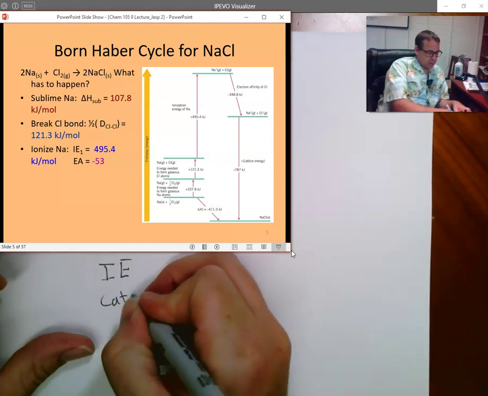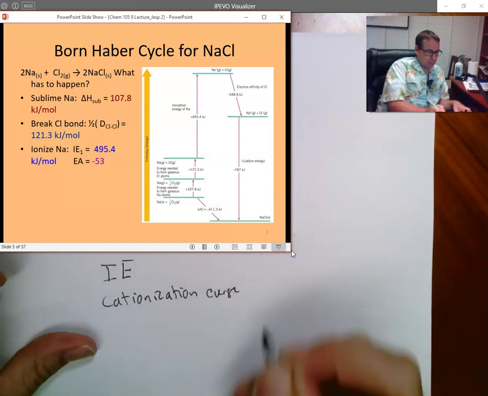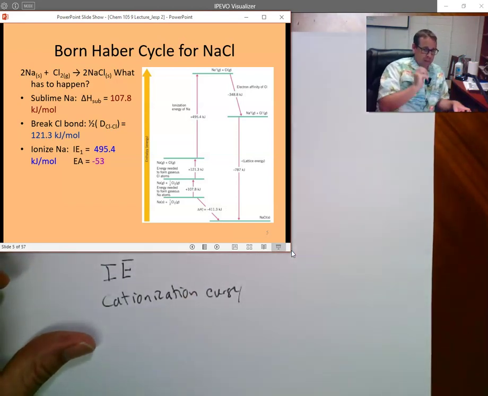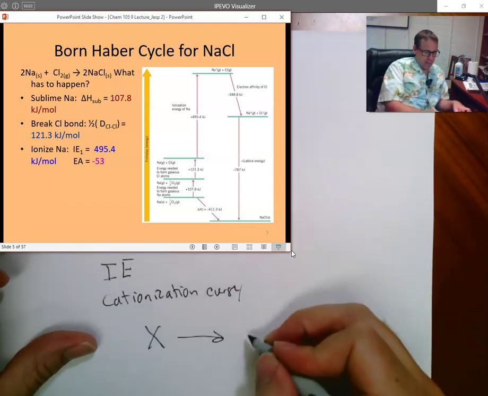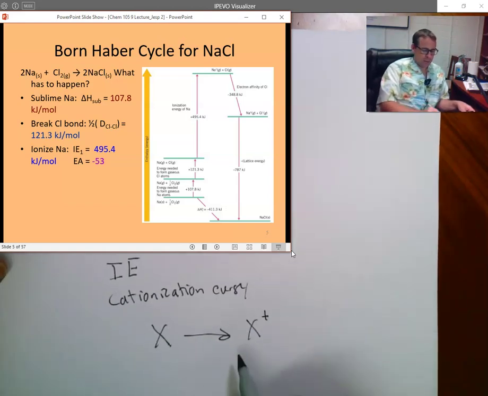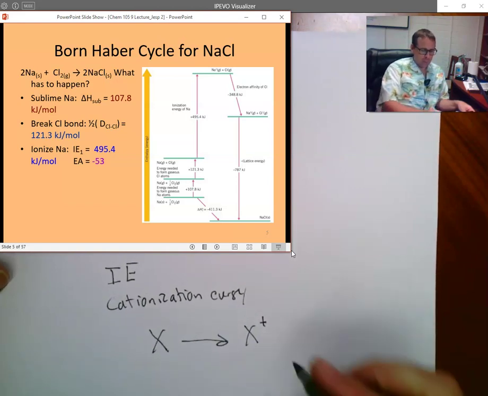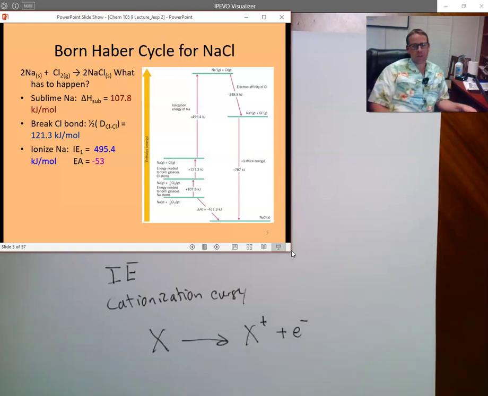So if we call it cationization energy, then basically that is the energy associated with taking an atom and making it a cation. If I have to make it a cation, Camilla, what did I have to do? Did I remove an electron or did I add an electron? Removed. I removed an electron. That's right, that electron came off. So the ionization energy for sodium was the energy associated with removing that electron.